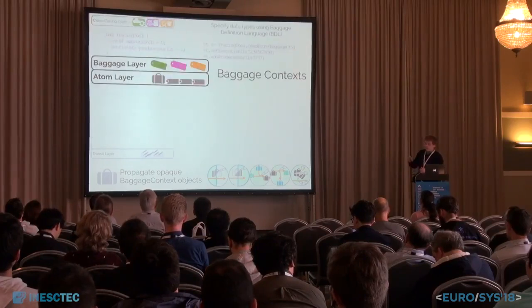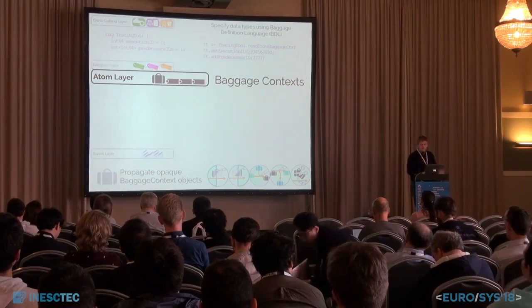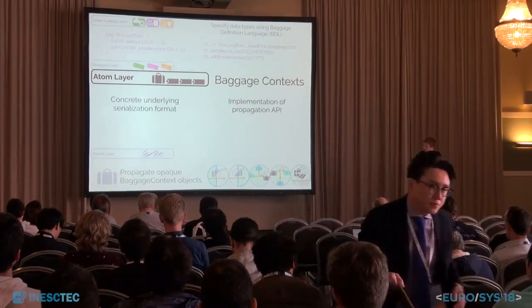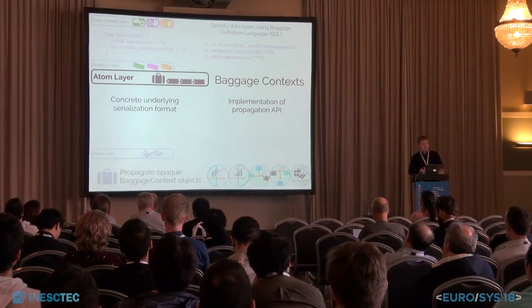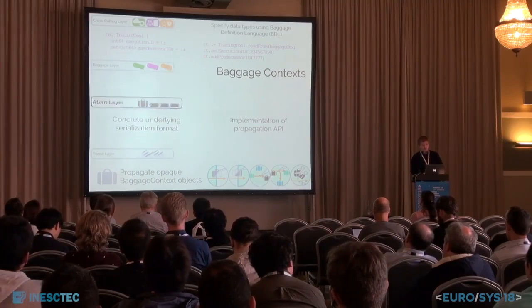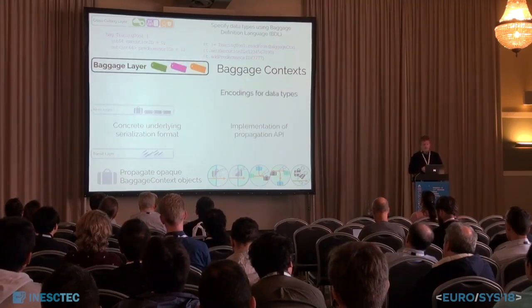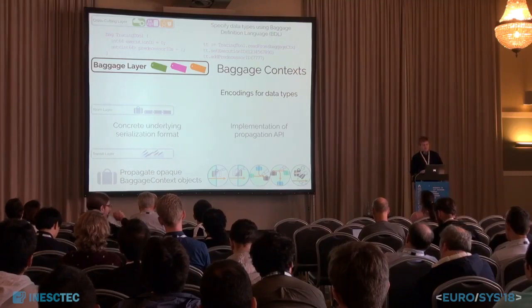The intervening two layers define baggage contexts and provide the bridge from instrumentation to those elaborate data types used by cross-cutting tools. The first of these layers, that we call the atom layer, provides a concrete underlying serialization format, as well as concrete implementations for each of the 5 propagation operations. Then on top of that underlying serialization format, the baggage layer specifies encodings for BDL data types that map down onto the atom layer's serialization format.